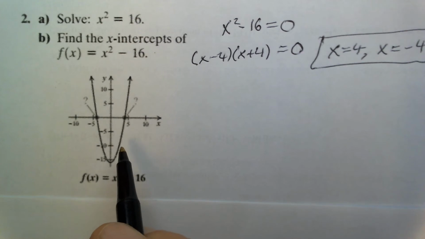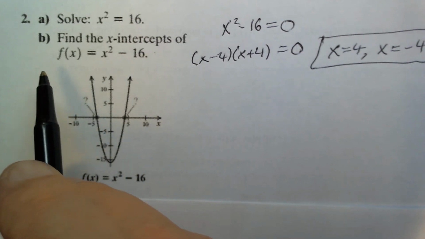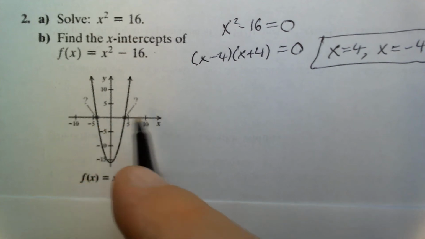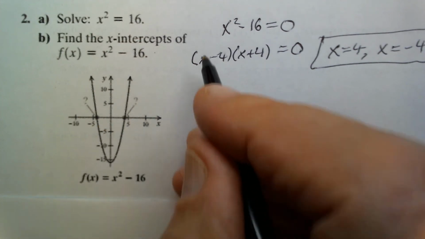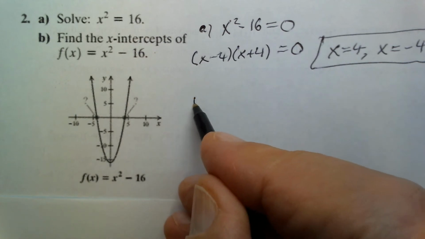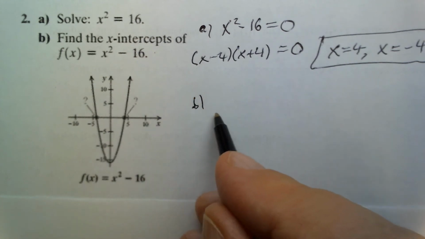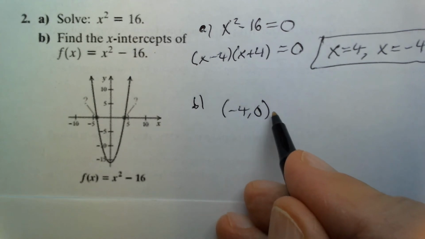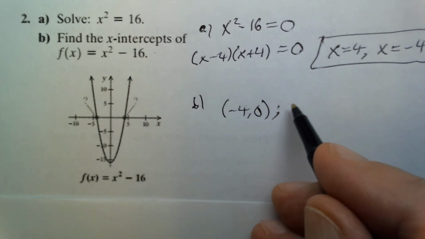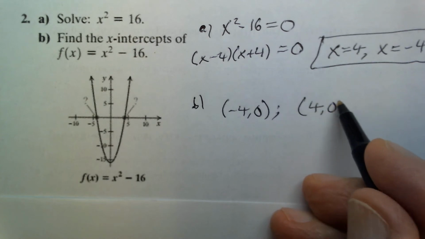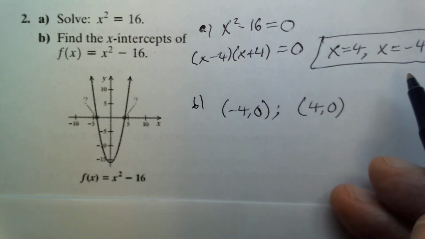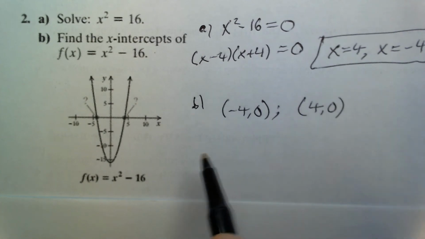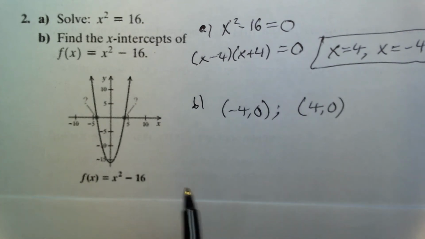And from looking at the graph for the B part, we find the x-intercept is (-4, 0), and the other x-intercept is (4, 0). And again, we find that the solutions are the first coordinates of the x-intercepts, like in the previous exercise.